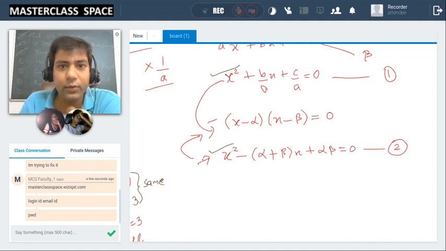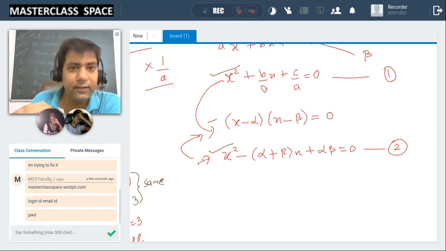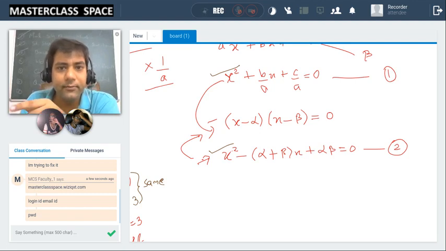Now, since this first equation and second equation are equal, I can compare the coefficients. Agreed, my dear friends? So coefficient of x square is 1 and 1. It is already 1. Coefficient of x is b by a. Coefficient of x here is? C by a.